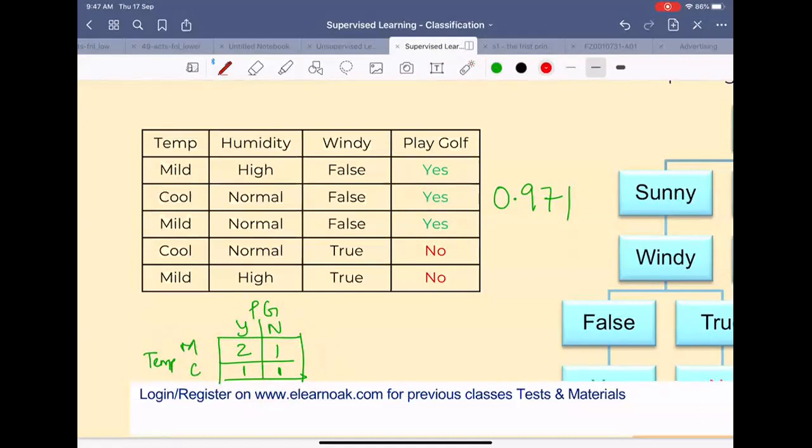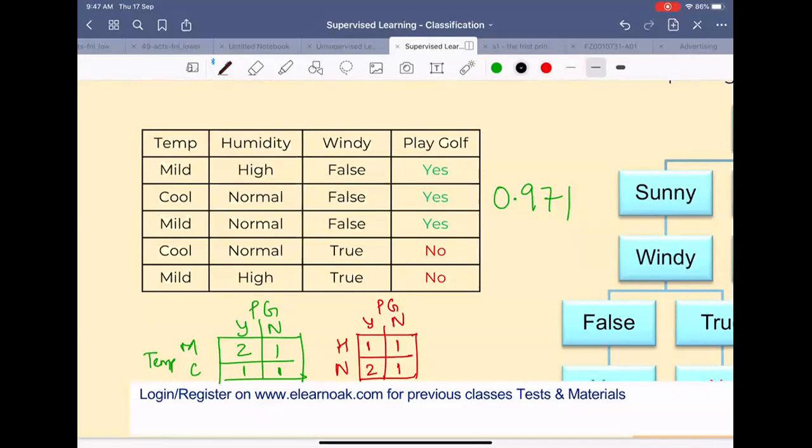If you look at humidity, playing golf, yes, no. Humidity is high and normal. With high, I have 1 yes, 1 no. With normal, I have 2 yes, 1 no. Again, high entropy. It's a mixed set.